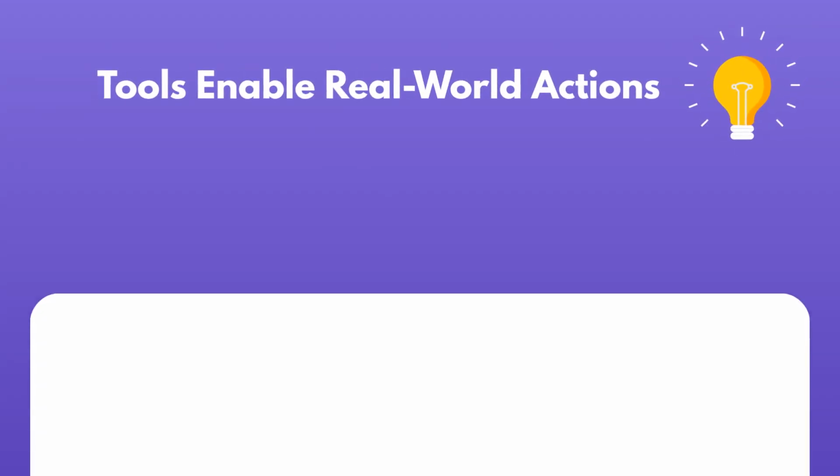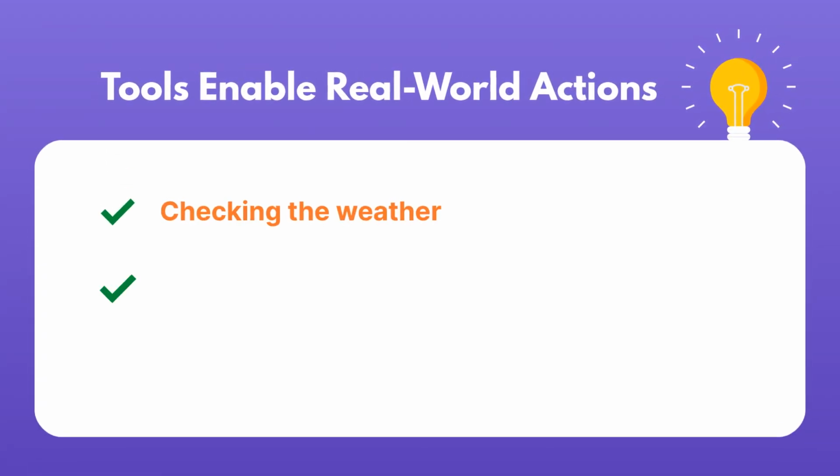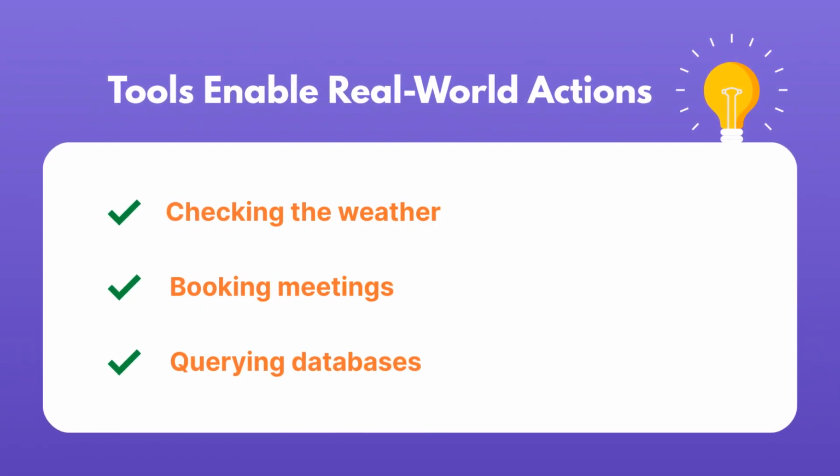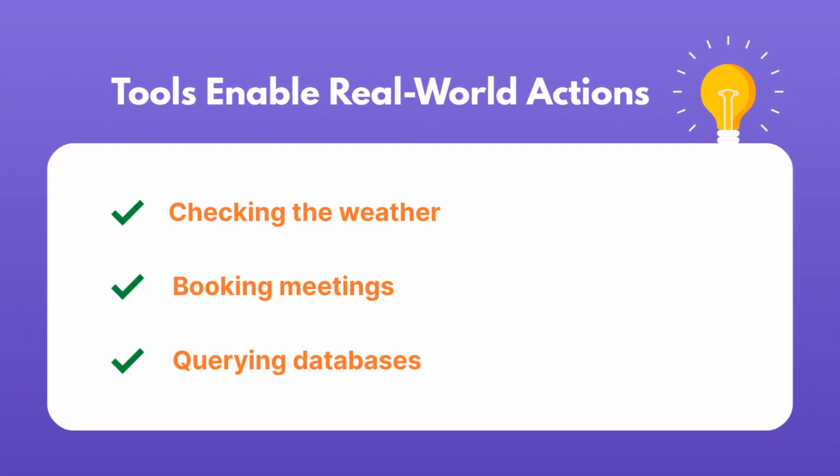Tools allow language models to interact with real systems. For example, checking the weather, booking a meeting, querying a product database, performing complex calculations. In these cases, the model is no longer just generating text. It is orchestrating real operations.